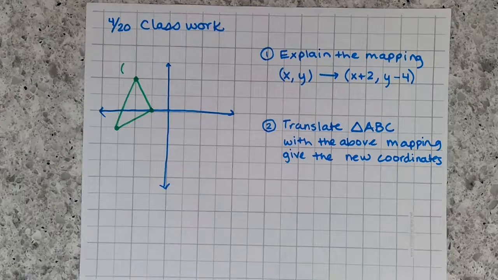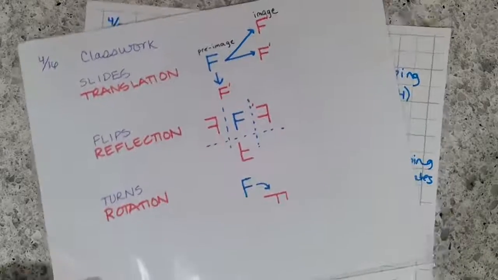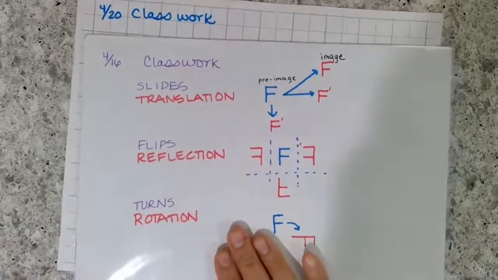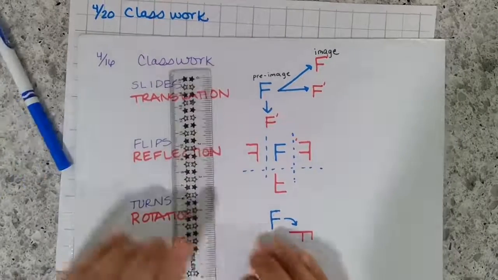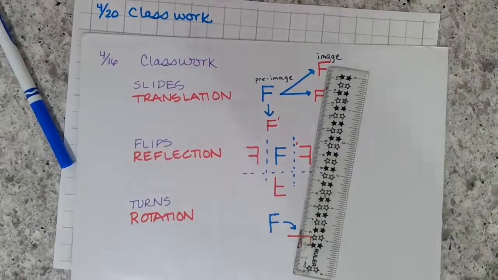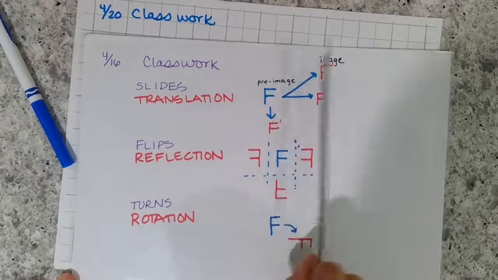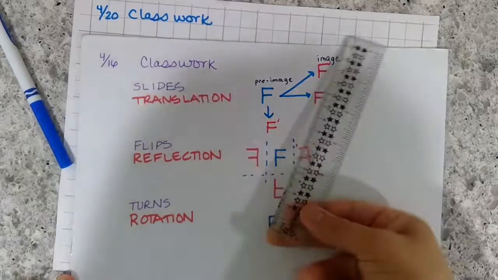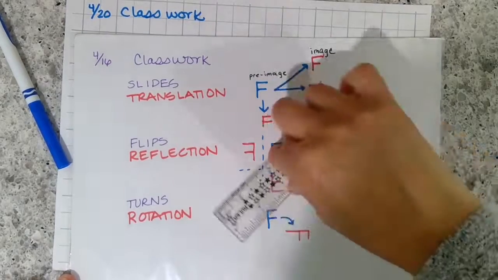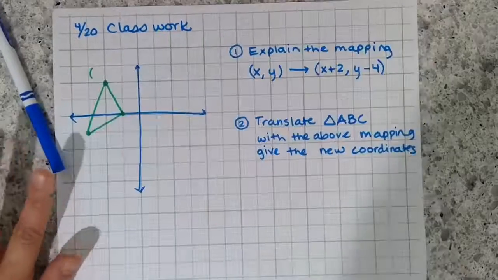So if you guys remember last time from one of our classworks, we talked about slides, flips, and turns. As a reminder, a slide takes something and just slides it in whatever direction, and the term is translation. Then you have a flip, which flips your object in any direction, okay? And then the rotation turns it. So that's kind of easy if you have a shape to move it in that direction.